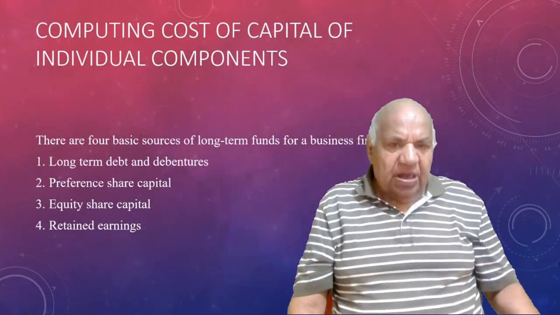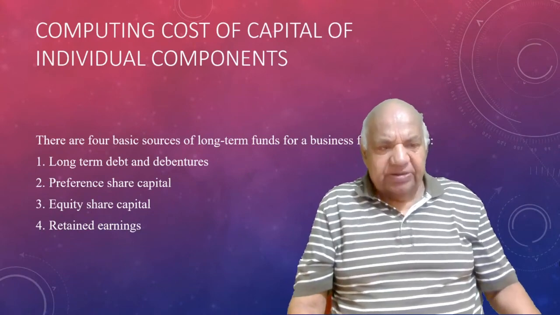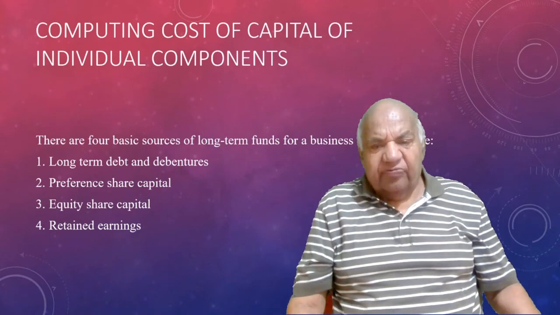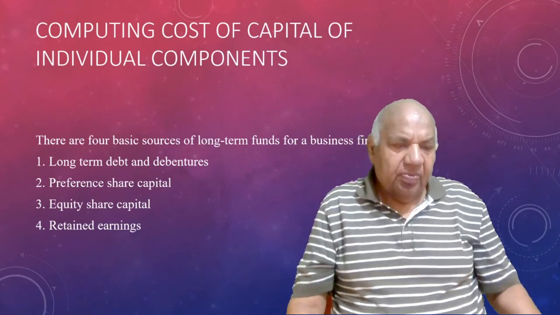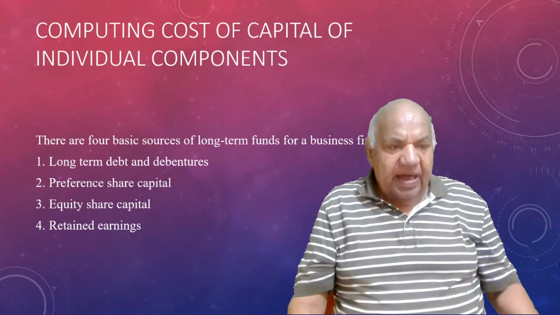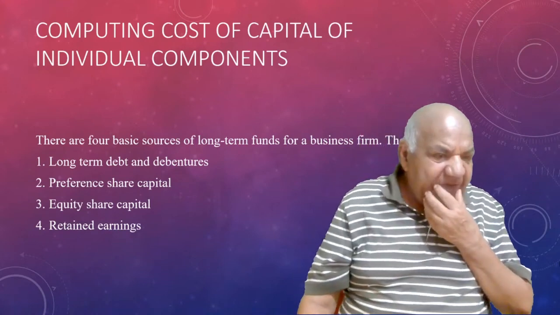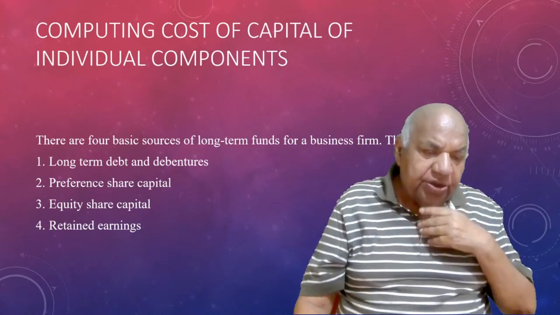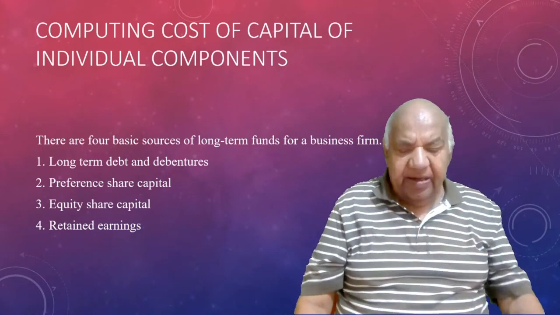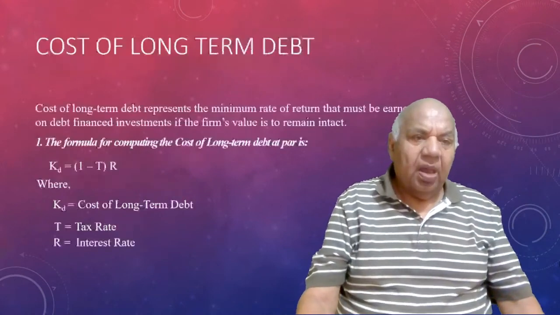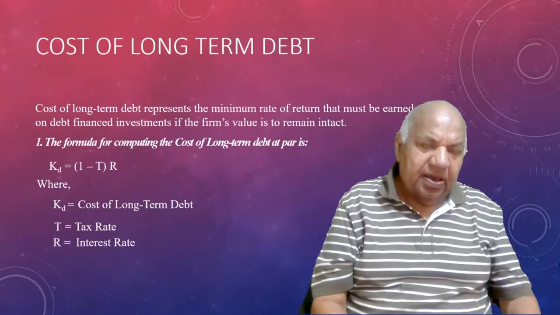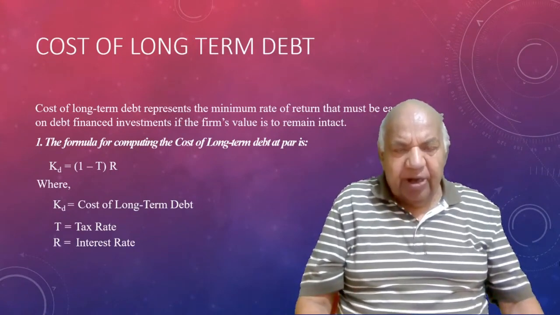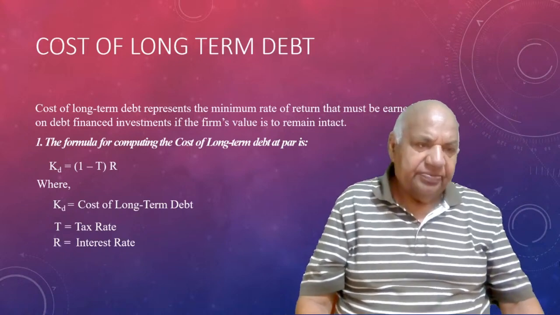Computation of cost of capital of individual components. There are four basic sources of long-term funds for a business firm. They are long-term debt and debentures, preference share capital, equity share capital, and retained earnings. Now we are computing the cost of each component of capital.